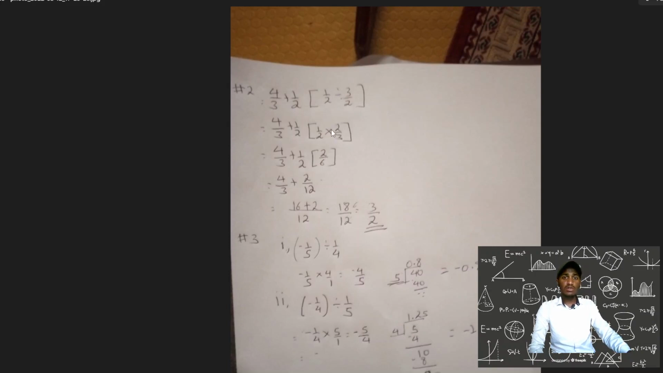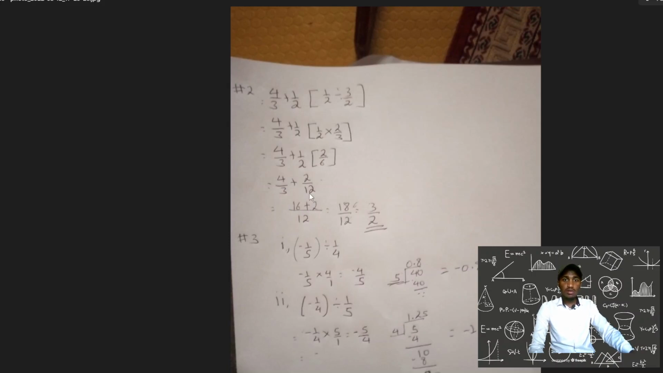So 4 over 3 plus 1 over 2, 1 times 2 is 2, 2 times 3 is 6. So 4 over 3 plus 2 over 6. So 1 times 2 is 2, 2 times 6 is 12. So 4 over 3 plus 2 over 12. When you add these two fractions, you can take the LCM, least common multiple, which is 12. 12 divided by 3, how many times? 4 times. 4 times 4 is 16. 12 divided by 12 is 1, 1 times 2 is 2.